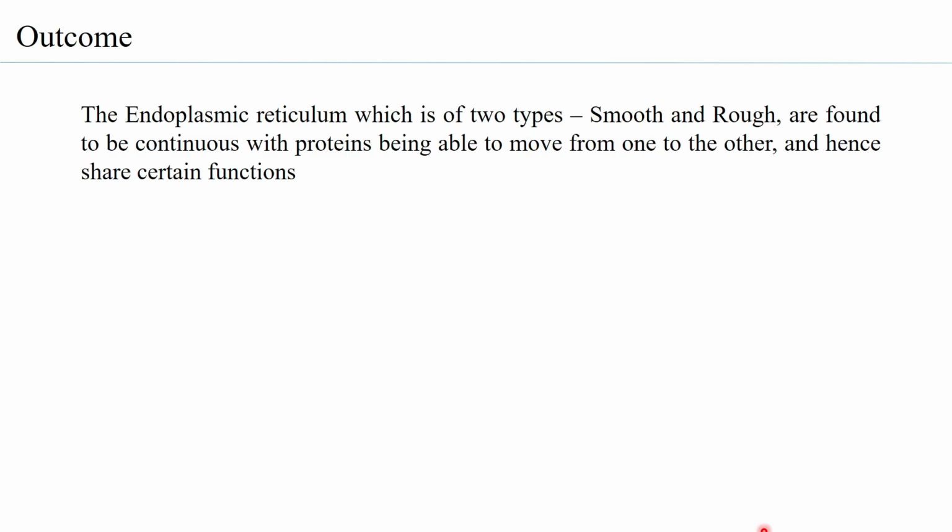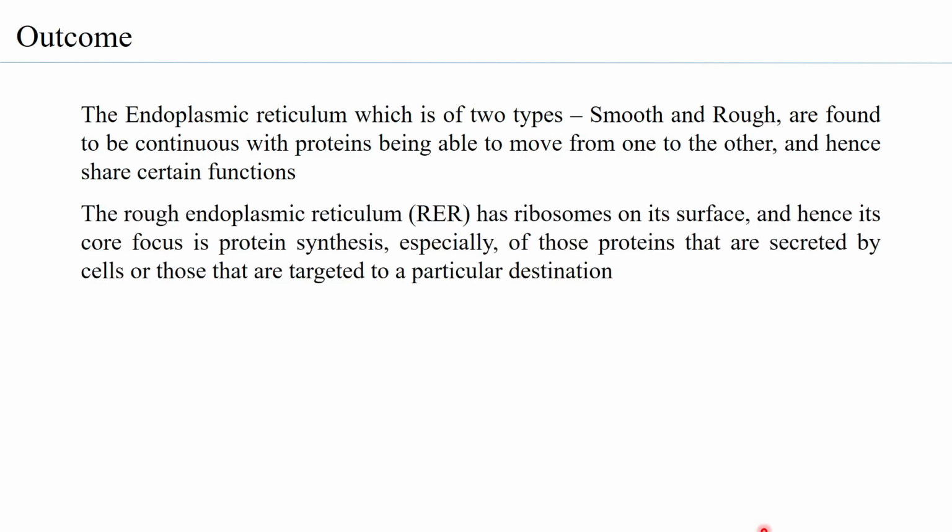The endoplasmic reticulum is of two types, smooth and rough. The membranes of which are continuous, and you would find that they share a lot of proteins. So there are certain functionalities in both smooth endoplasmic reticulum and rough endoplasmic reticulum that are the same, but the major difference is in the fact that the rough endoplasmic reticulum has ribosomes on its surface, and hence its major functioning is on synthesis of proteins and also ensuring that the proteins formed are properly folded and functional.